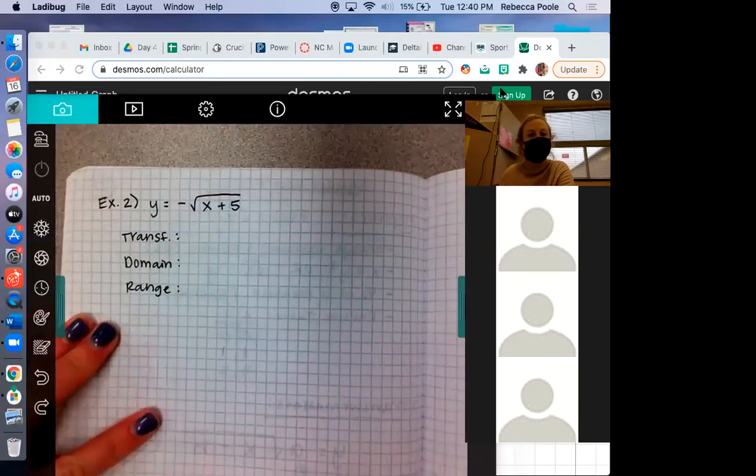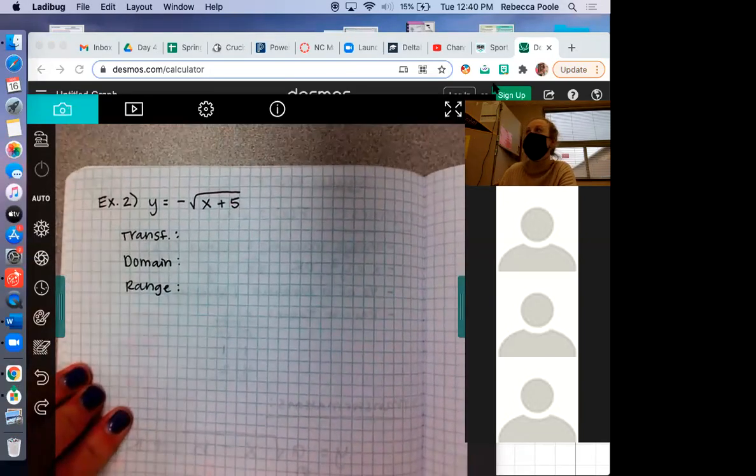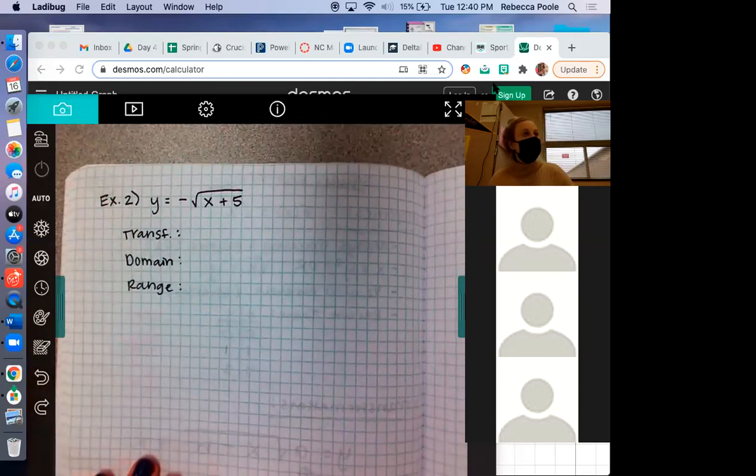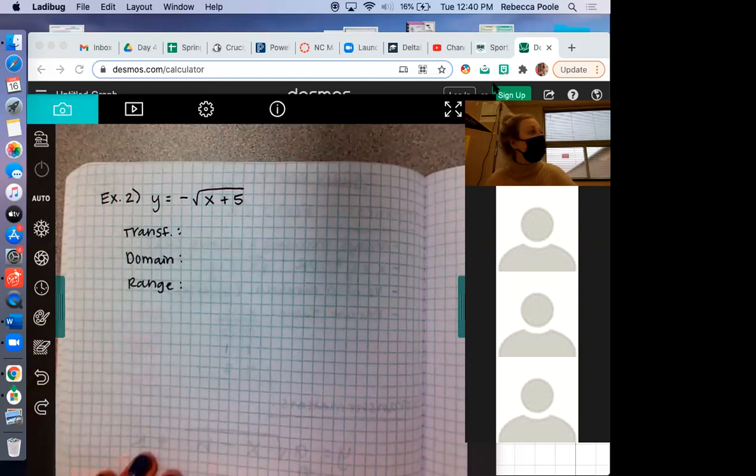All right, so example 2, y equals negative square root of x plus 5. We're going to find the transformations, the domain, and the range again. Before you graph it, I need you to get in the habit of this, because you should be able to just look at it and tell me the transformations. What are the transformations undergone by this square root function?